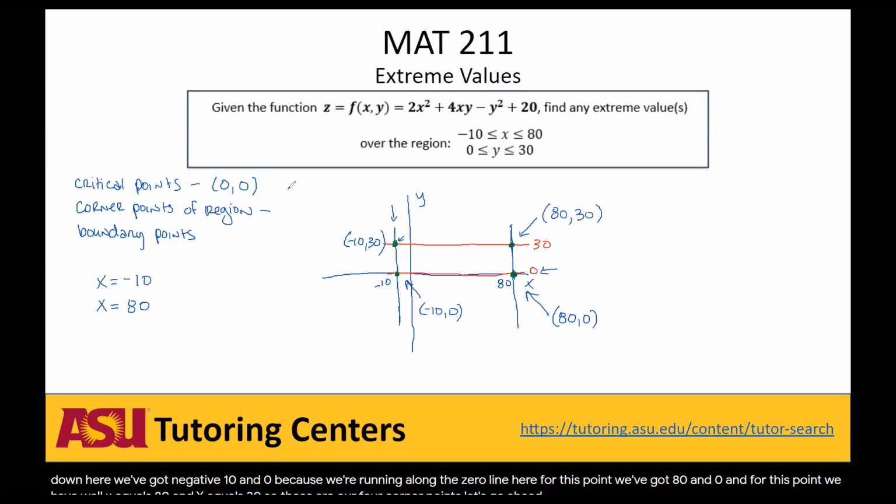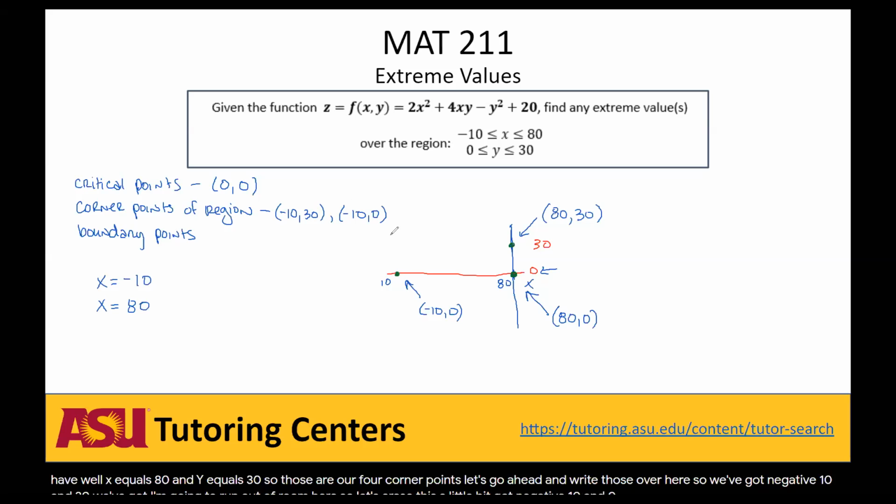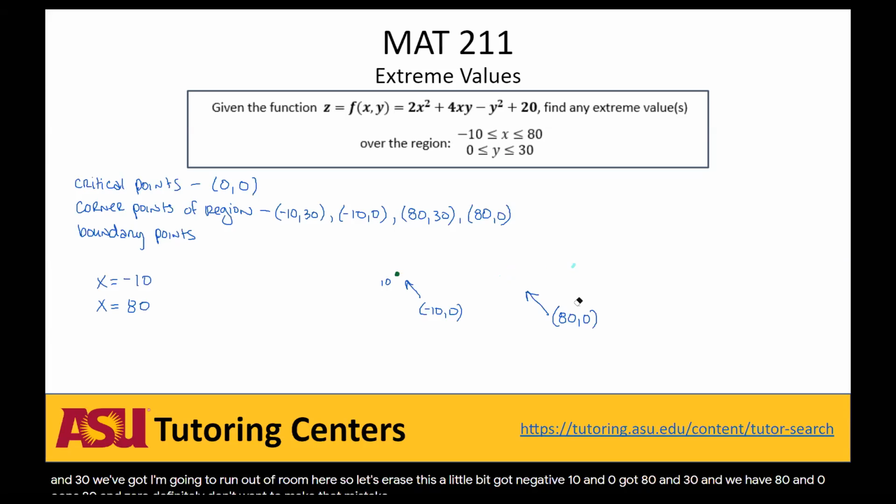Let's go ahead and write those over here. So we've got -10 and 30. I'm going to run out of room here, so let's erase this a little bit. Got -10 and 0. Got 80 and 30. And we have 80 and 0. Definitely don't want to make that mistake.